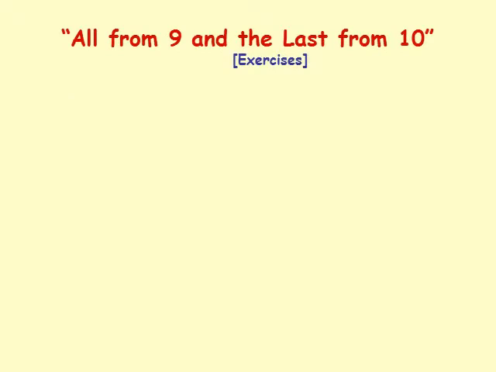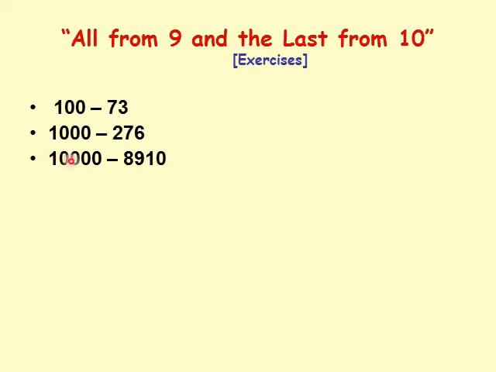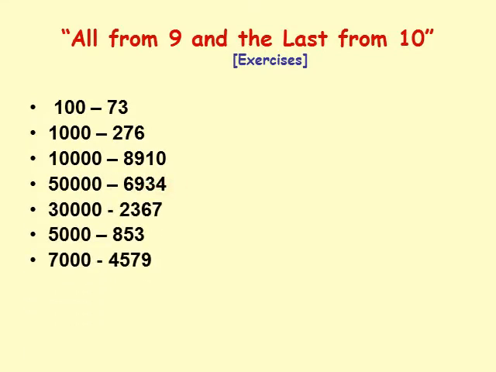Let's consider some exercises: 100 minus 73, 1000 minus 276, 10,000 minus 8910, 50,000 minus 6934, 30,000 minus 2367, 5,000 minus 853, 7,000 minus 457. You can do these and some other similar examples.